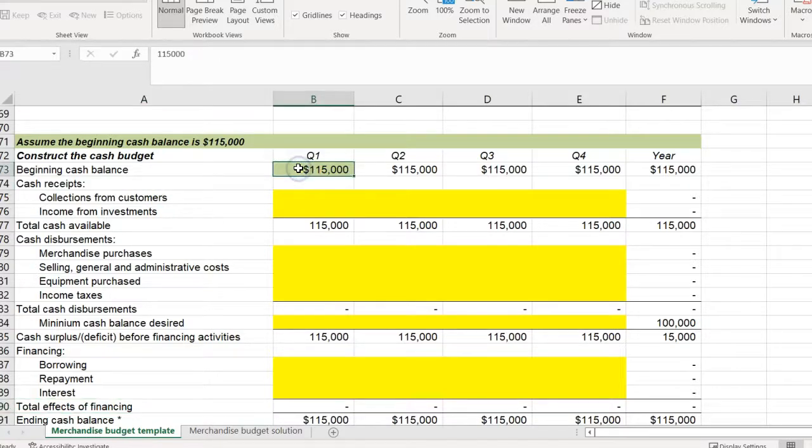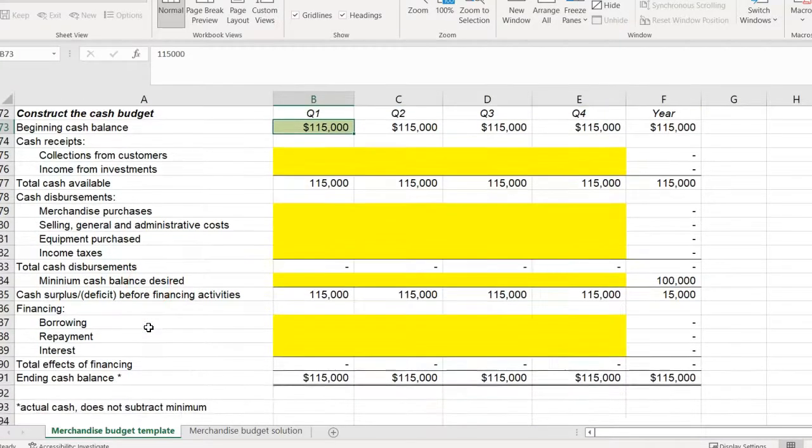So we're starting our first quarter with the beginning cash balance. This would have been the ending cash balance from the prior year. We've got $115,000 in our bank account. Then we're going to add our cash receipts, subtract our cash disbursements or our cash payments, consider any minimum cash balance we may have, and then talk about financing. Do we need to borrow, or are we going to need to repay during this quarter? Very important section down here as well. So let's walk through the first quarter.